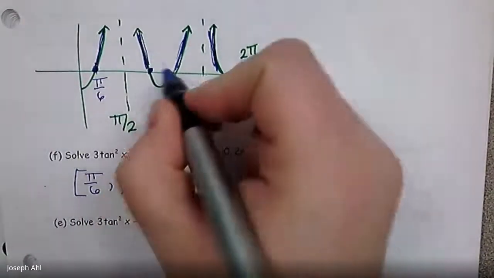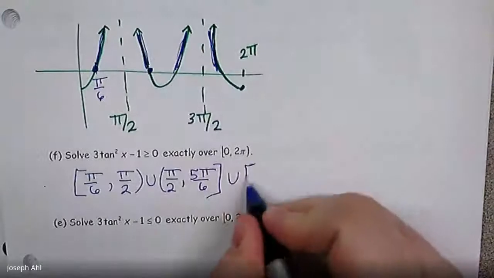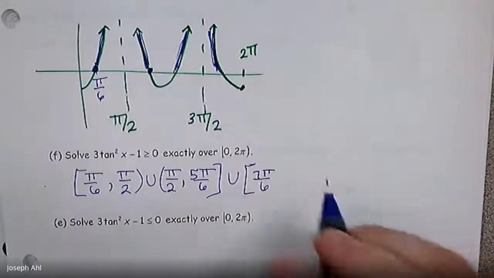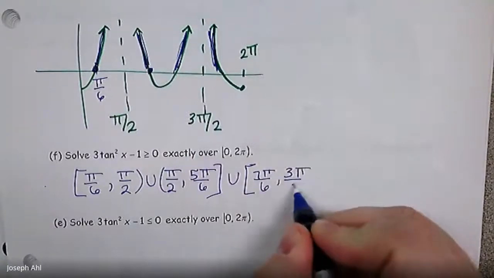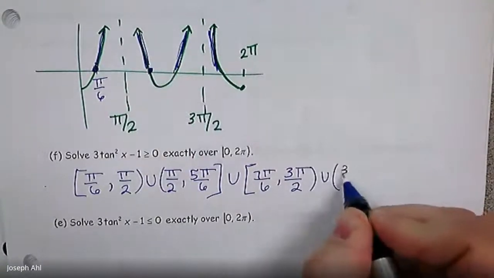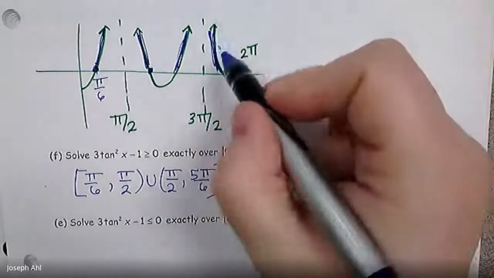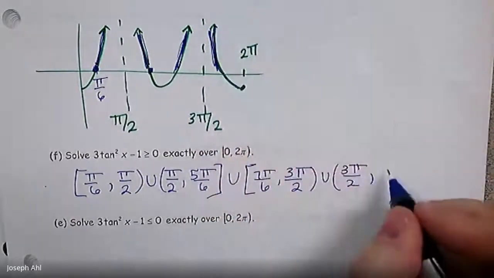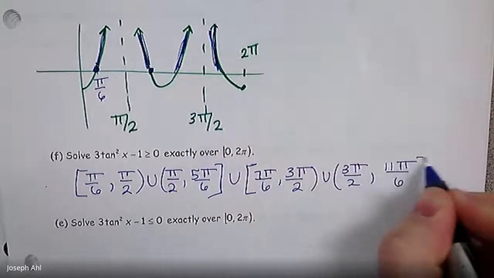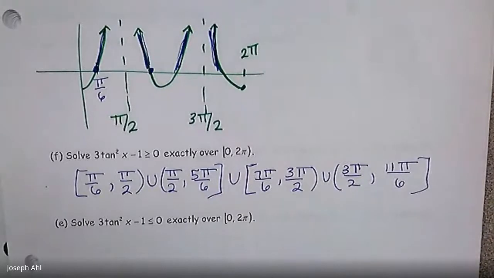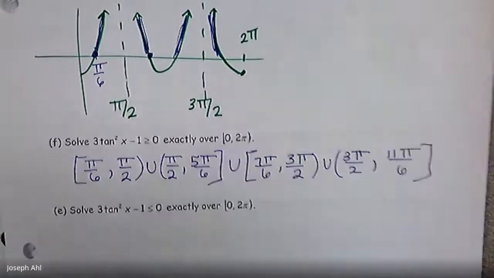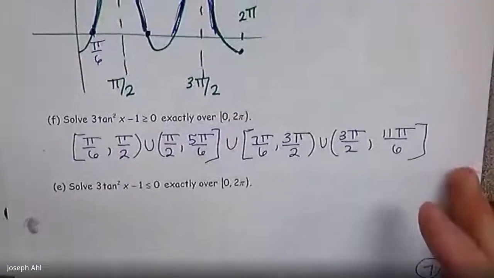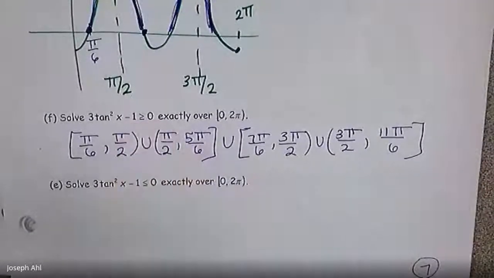Then if we jump across to the next solution, that was at 7 pi over 6. That goes up until the vertical asymptote at 3 pi over 2. We have to exclude that. But once I jump over that vertical asymptote, we're still positive up until the last solution at 11 pi over 6. I realize that gets a little complicated to write once we start introducing asymptotes. But that would be the correct interval notation for when this is greater than 0.